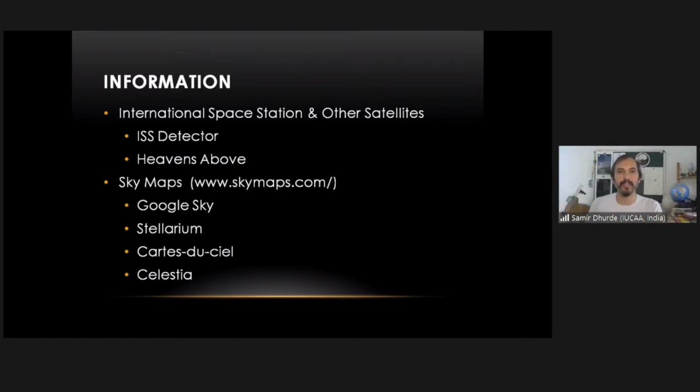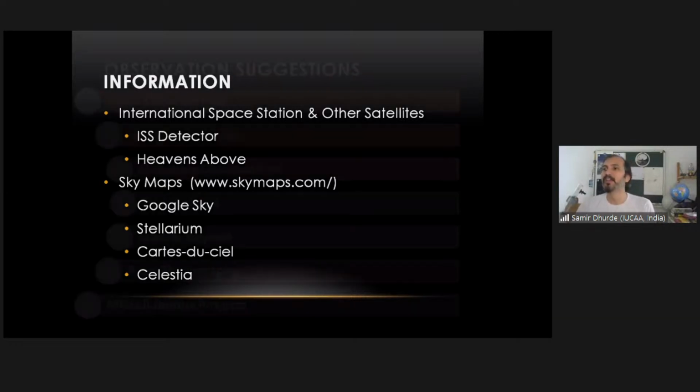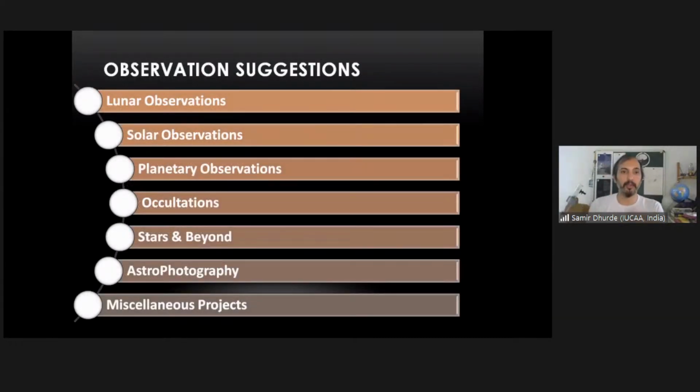So for locating these bright objects, at least you can use apps, websites, and software like Google Sky, Stellarium, Carte du Ciel, Celestia, etc. Celestia is not so much, but at least these first three definitely give you a map of the sky. Okay, so feel free to use these. These are all open source, and they can go right away onto your desktop or onto your phone also these days. So with these, you can plan your observations.